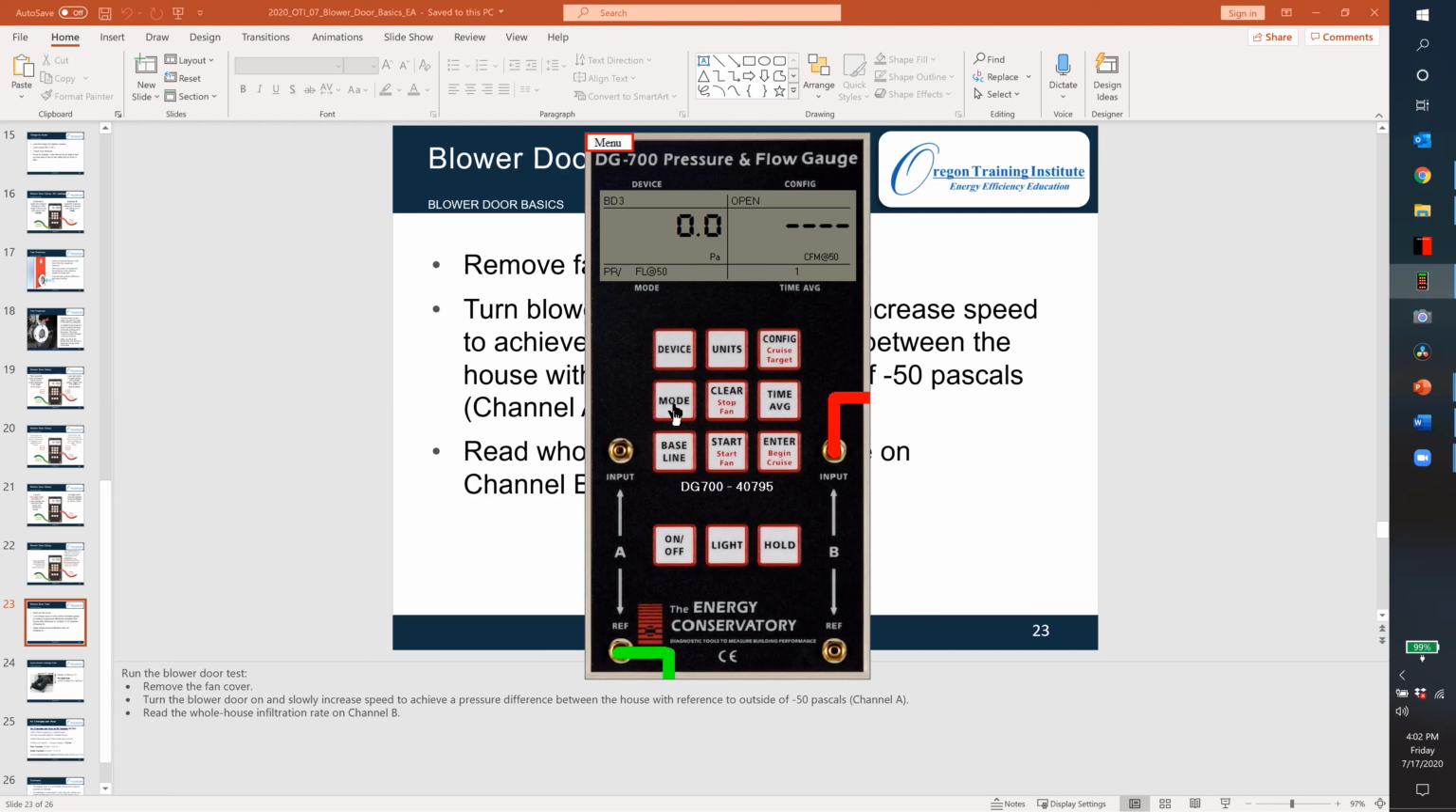And a lot of people just do that by default, so you don't have to be super precise on adjusting your fan pressure. So we turn it on, we press mode, and then we'll press device. But in this example here, our blower door is blower door number 3, the most common one, and it's first in the list. If we press it again, we can select other blower doors, blower door 4, or other devices like a duct blaster. But we'll leave it on blower door 3.